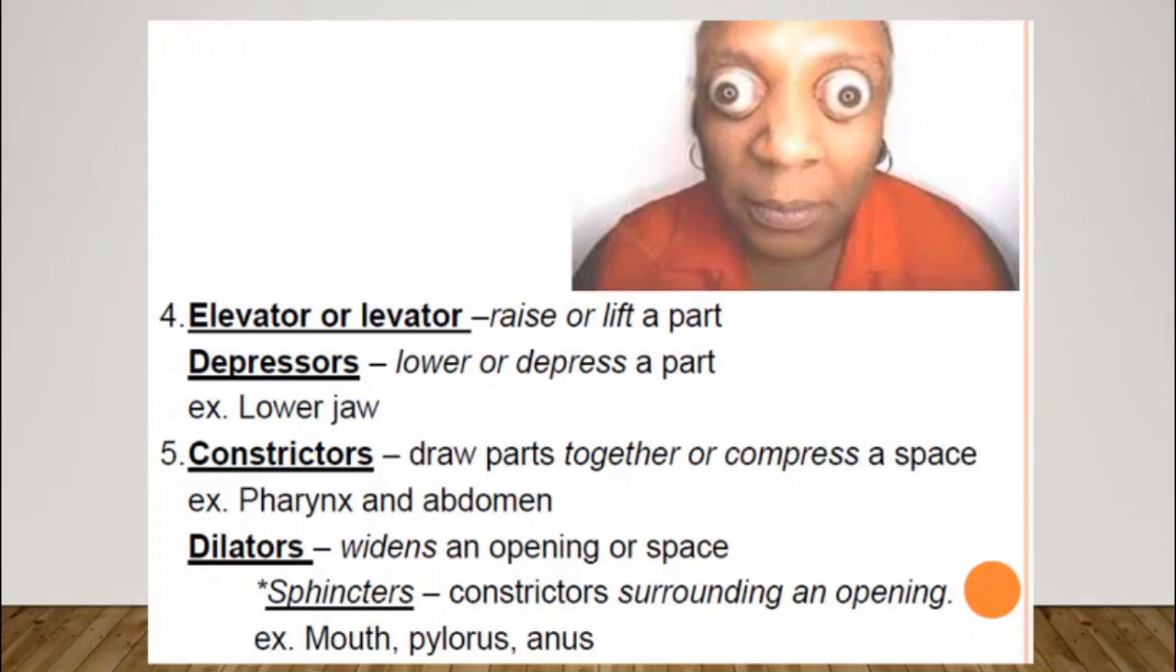Another are constrictors, which draw parts together and compress the space, like the pharynx and the abdomen. Sphincters and dilators widen an opening or space. We also have constrictors at the end of our stomach to avoid backflow. We have sphincters like the mouth, the pylorus, and the anus.